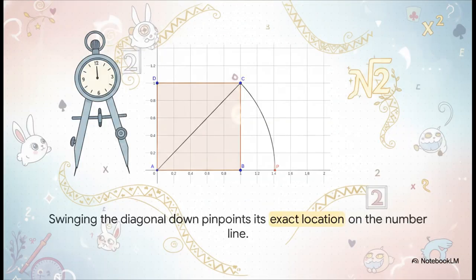Now, picture this. If you take that diagonal, treat it like the arm on a compass with the point at 0 and just swing it down onto a number line, bam, it lands on a very specific, very real spot. It's not a guess, it's a precise location. And now we know exactly where it lives, right there between 1.4 and 1.5.